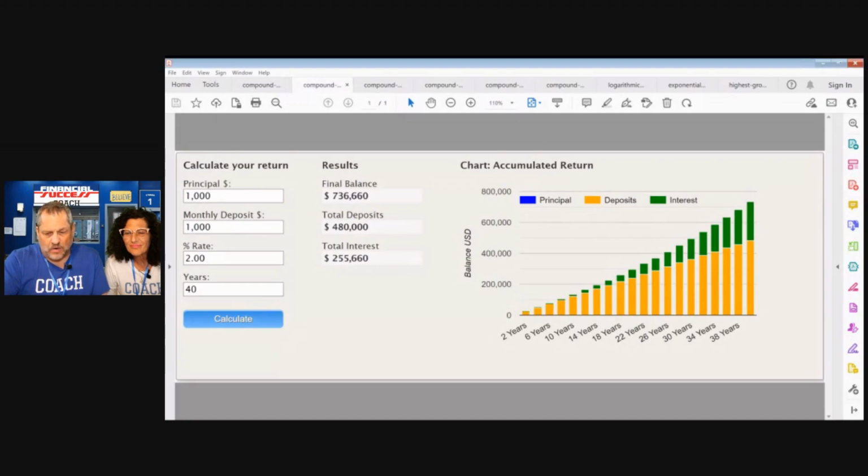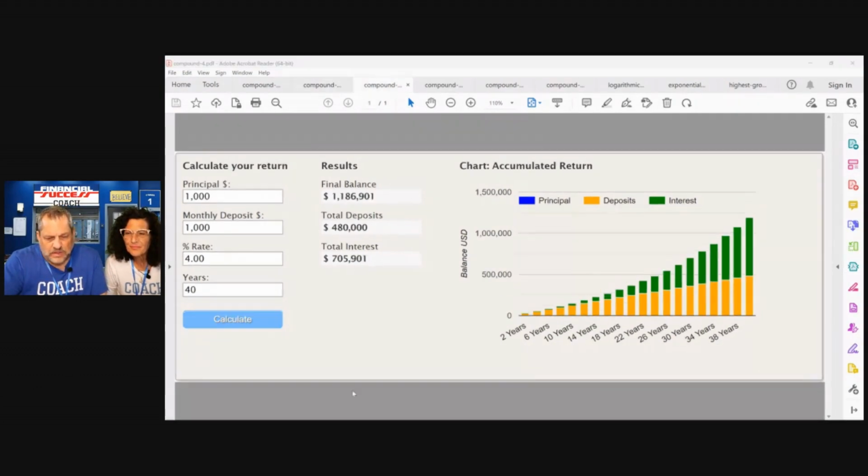All right, now we can see total deposits are the same, still 480,000, but look at your total interest. It's 255. We actually more than doubled the total interest because some of your interest earn interest on the interest. That's the compounding effect, okay? So your final balance is $736,000. Again, not terribly exciting. So let's switch it up.